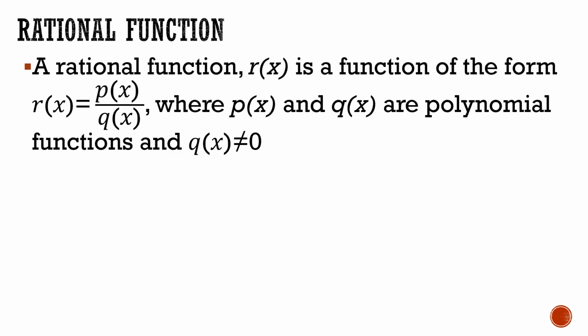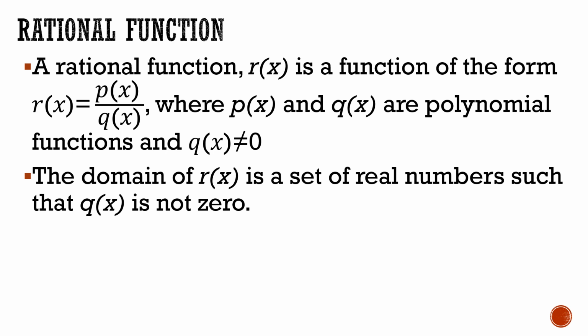At this point po, let's study what is a rational function. A rational function, r of x, is a function of the form r of x is equal to p of x over q of x, where p of x and q of x are polynomial functions and q of x must not be equal to 0. The domain of r of x is a set of real numbers such that q of x is not 0.